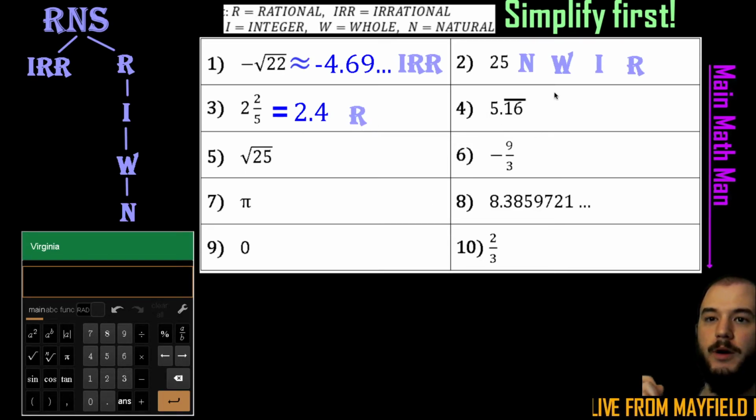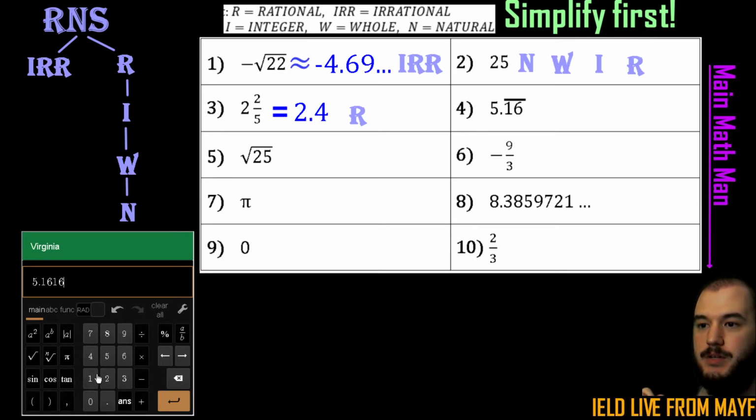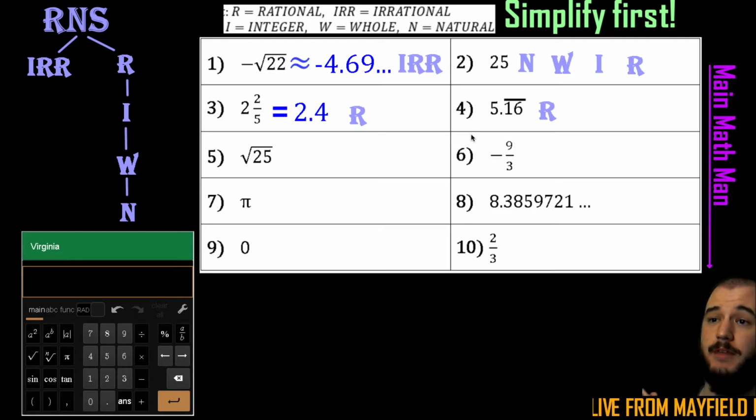For number 4, it has 5.16 repeating, and make sure you have that line in there. What that is saying is it's going to repeat. So for example, if I type this in, it'd say 5.161616 over and over and over again. Again, you would be able to see it like that. Since it repeats, that means it is rational. However, since it has a decimal value, that means that it is not an integer. So we stop at just rational.